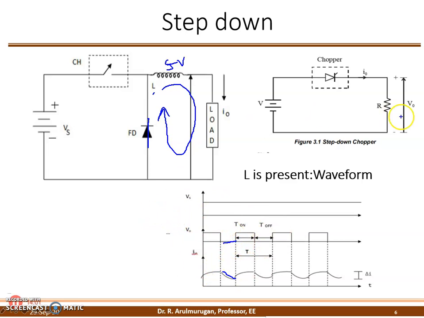If the inductance is not present, I need not worry about the inductance, so there is only one mode. Here no inductance is there, so the current starts to flow as soon as the switch is on. When the switch is off, the current is also off. The switch turns on and off based on the frequency: on off, on off, on off.